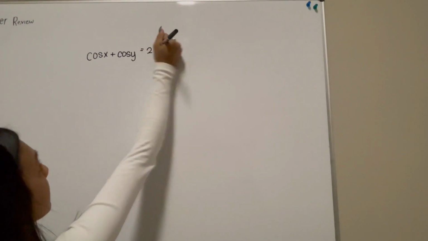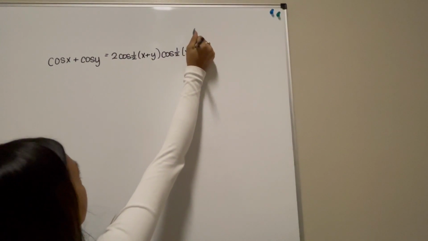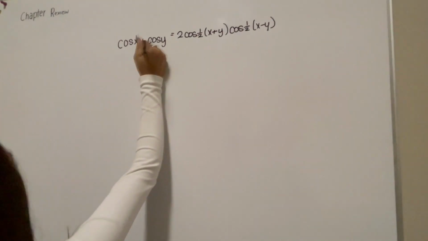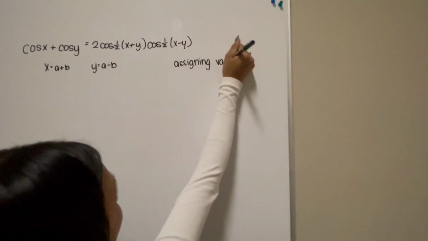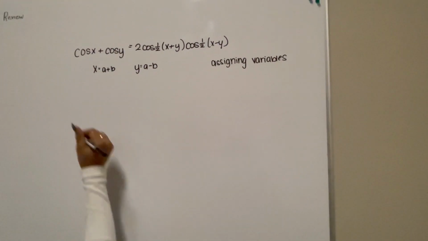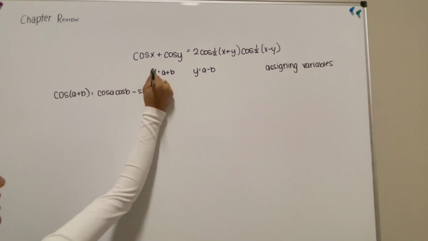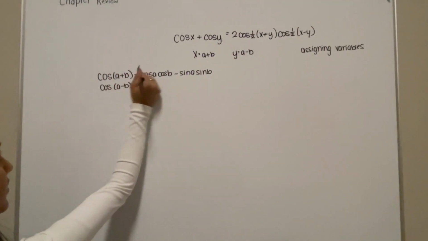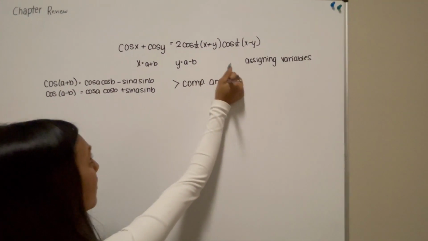So for the proof of sum to product, we have cosine x plus cosine y equals 2 cosine 1/2 (x plus y) cosine 1/2 (x minus y). And then we can assign variables for x and y, so x equals a plus b and y equals a minus b. And then by using the composite argument properties, we can say that cosine (a plus b) equals cosine a cosine b minus sine a sine b, and cosine (a minus b) equals cosine a cosine b plus sine a sine b.